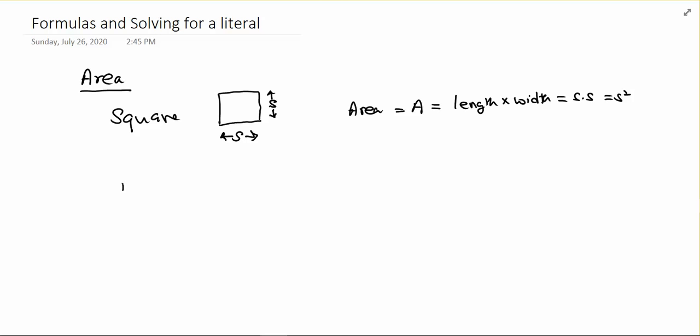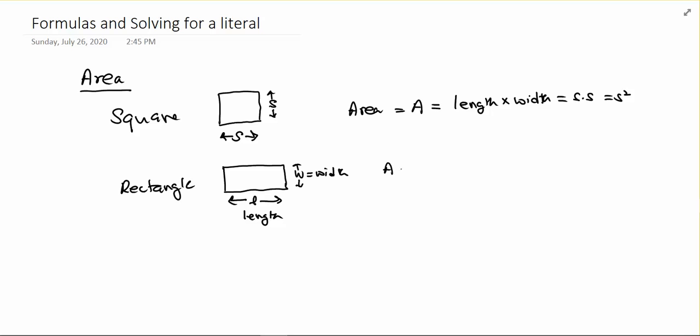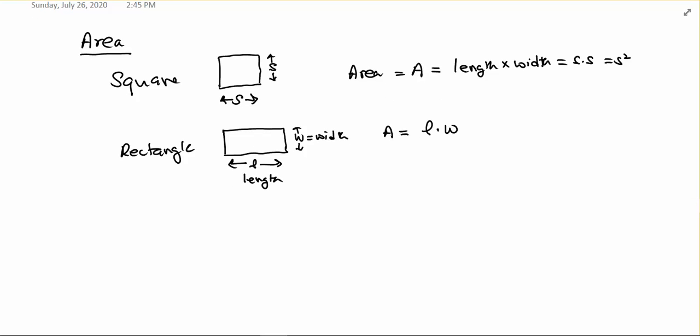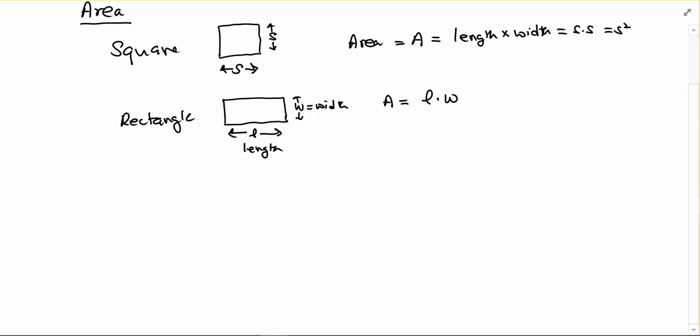Now if we went to a rectangle, the sides don't have to be equal, so this length here we can call the length, and we can call this W the width, and so area now is L times W. So you probably knew all this, but I'm just reviewing some basic area formulas.